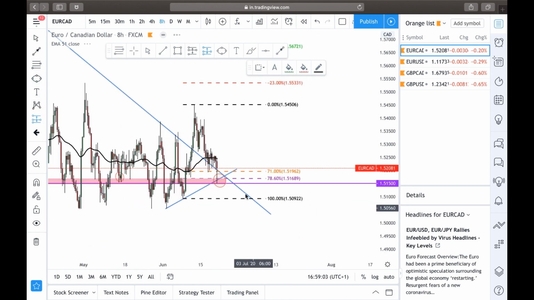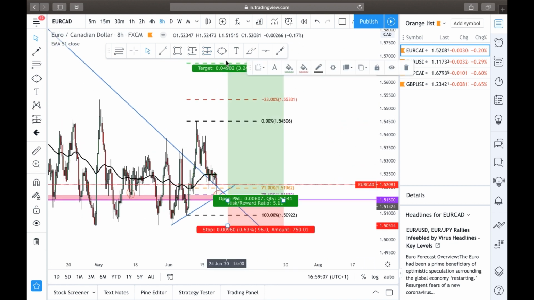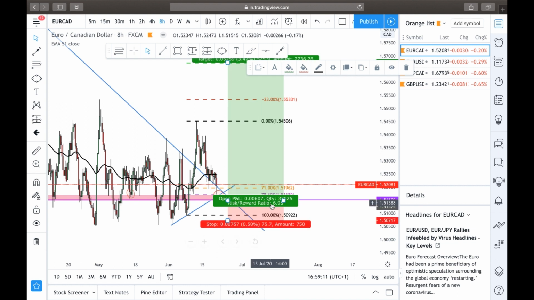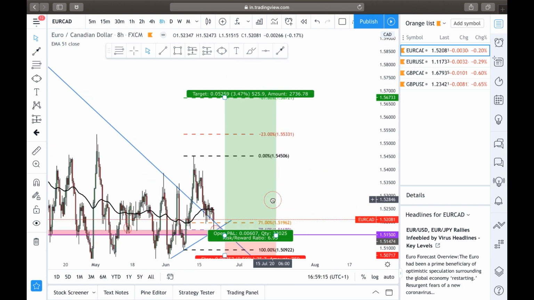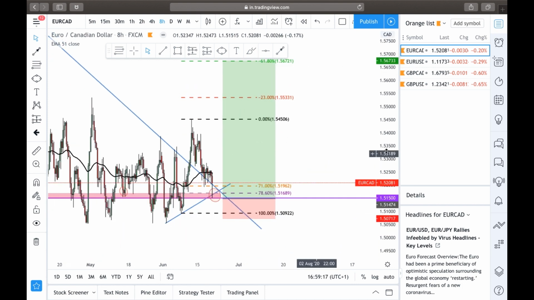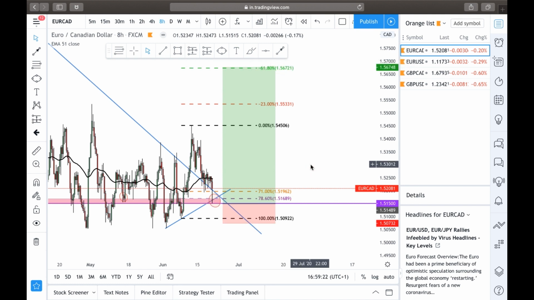Go on to the 8-hour time frame just to clean up a little bit. And then I'll be looking for this. This is what it'll be looking like. Buy. Stop just below here. Which is nearly a 7 ratio. And it's a 525 pip move. So, yeah, if you want the big pips, then you gotta check this out.